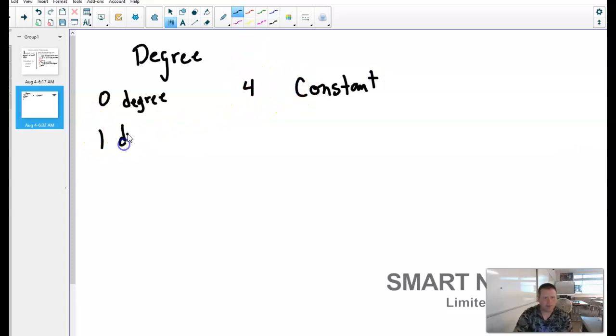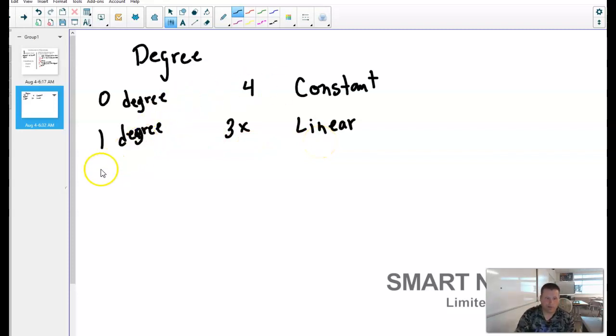If I had a 1st degree, and again, we only look at the highest one, guys, that would have to be something like 3x, because this is to the 1st power. So that's a 1st degree polynomial. And you can either call it a 1st degree, or we can call it a linear. That's really bad writing, I apologize. Let me redo that. So a linear here. Again, we can call this either 1st degree or linear. That means the same thing.